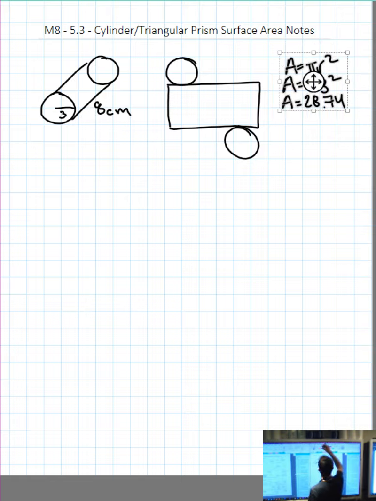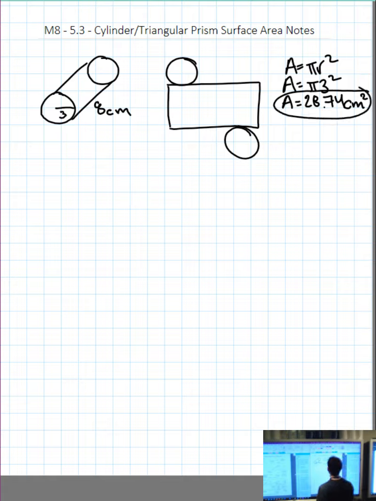I hope you're writing normal size. Partial answer. Now, that goes in both of the locations of the circles. 28.74, circle my answer. 28.74, circle my answer. Now, this rectangular bit, well, we know we have a height of 8, but what is the length of it? Well, that's just the circumference.